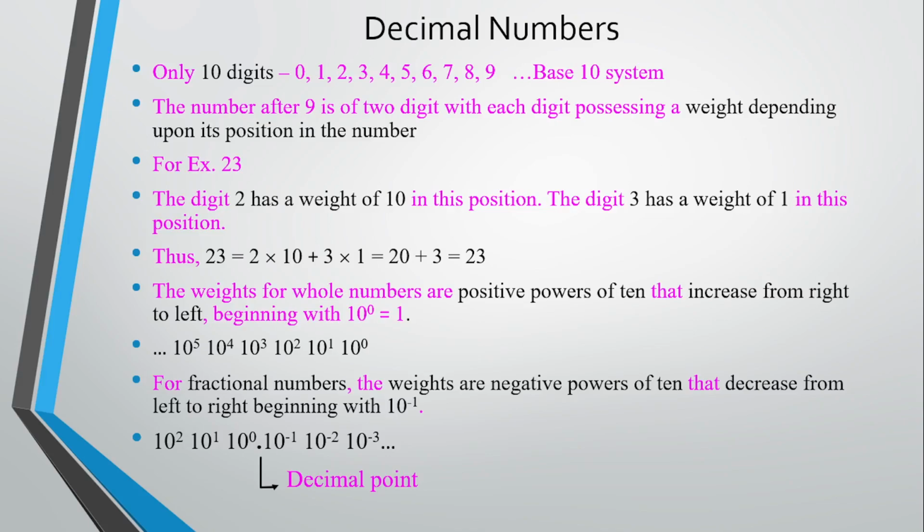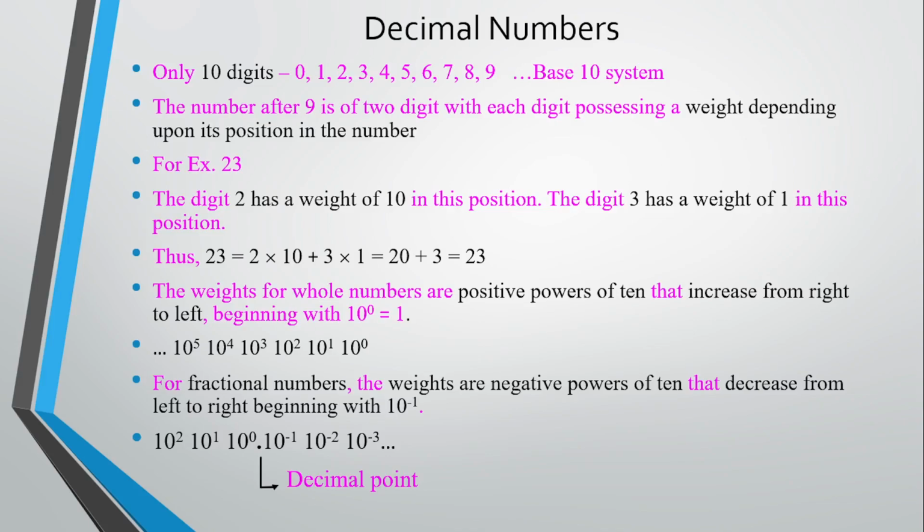Okay. So, in this way, the weights of the whole numbers written in the decimal number system are, from the rightmost digit, 10 to the power 0, 10 to the power 1, 10 to the power 2, 10 to the power 3, 10 to the power 4, 10 to the power 5, and so on, increasing towards the left side. So this is about the whole numbers.